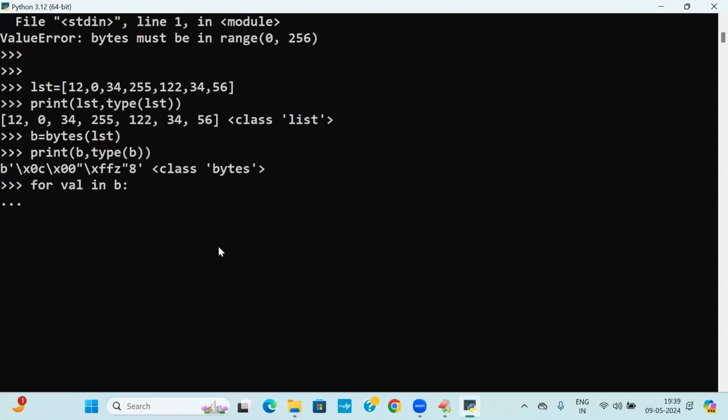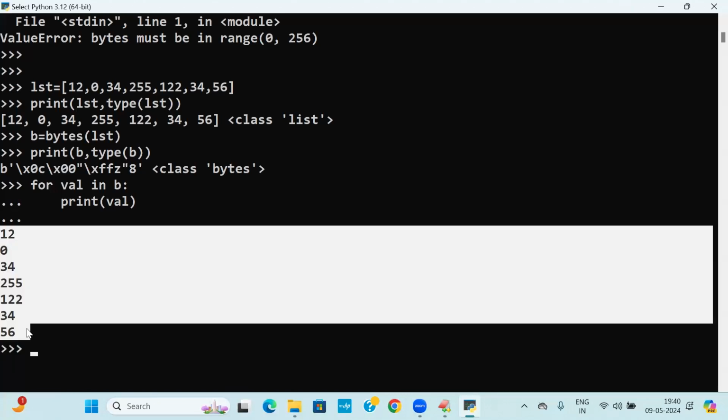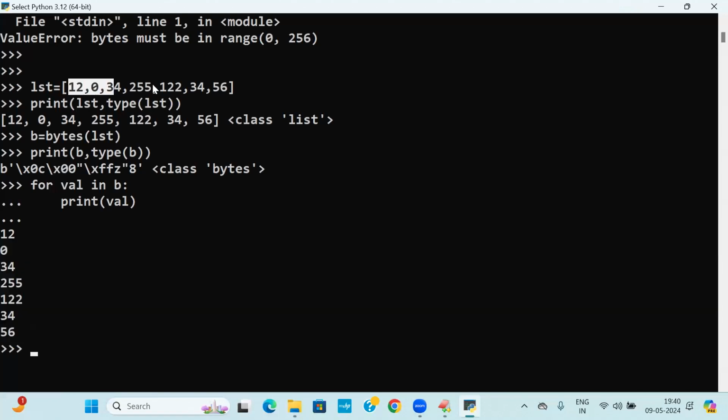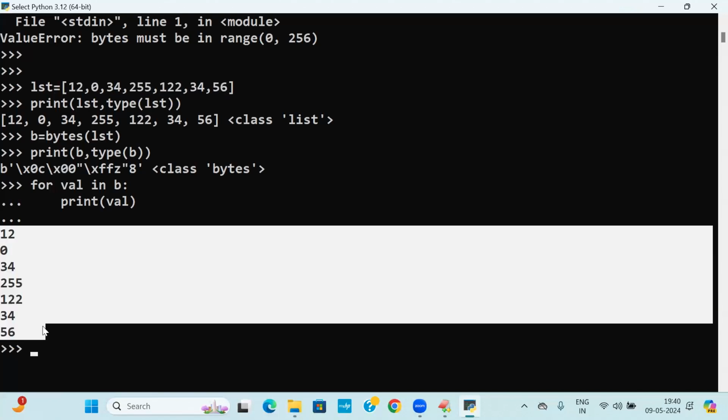Press tab. Tab is the key present on the keyboard. Print of what? Value. Press enter key. Again press enter key. Don't think that there is no answer. Again press enter key. So you are getting the values or not? Whatever the values are there in the list, that is converted into bytes, and then the same order is maintained.